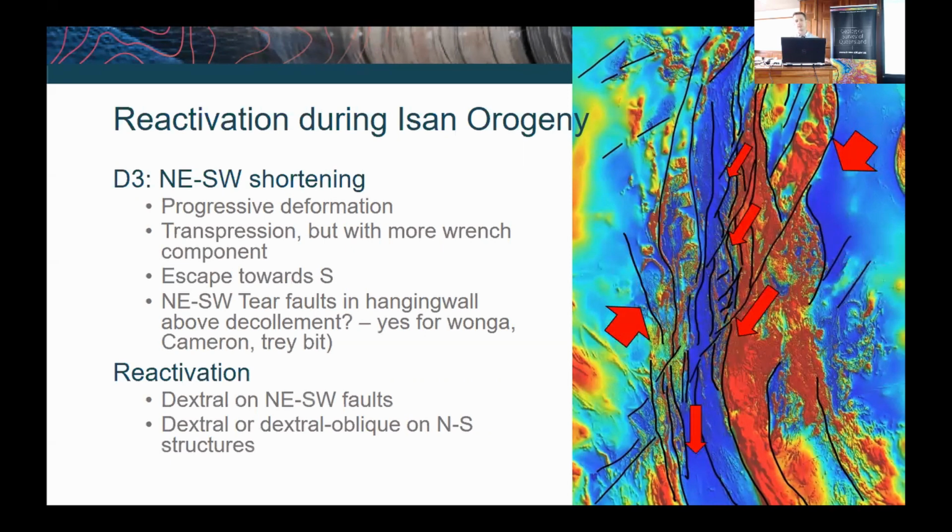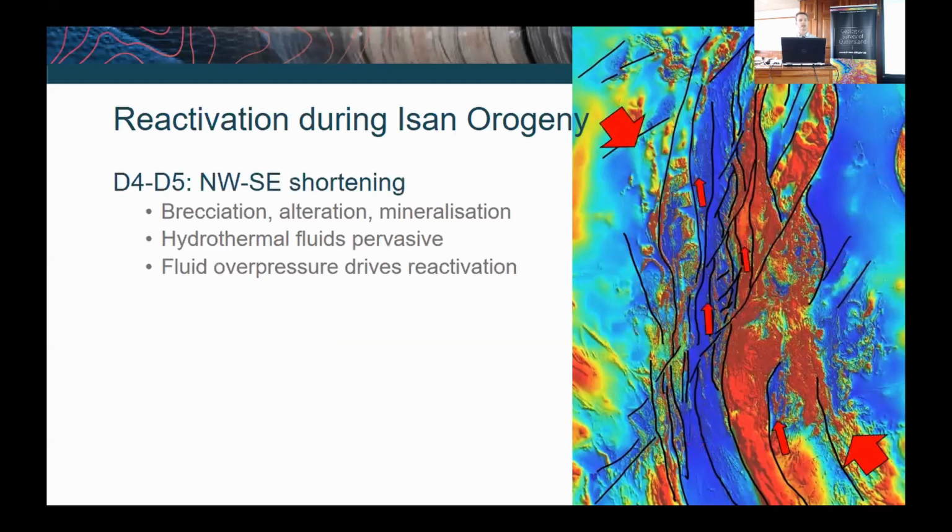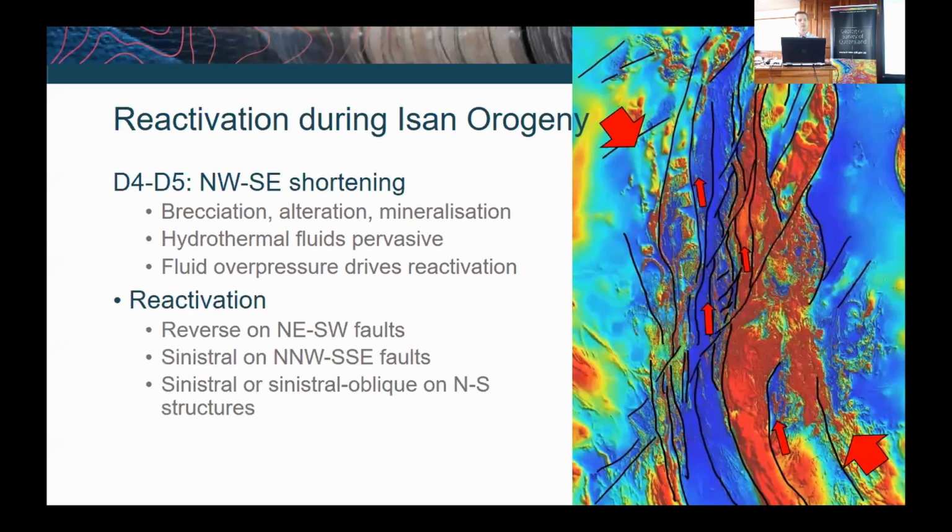So there we go. These northeast southwests become dextral, and we might get north-south faults. We've got dextral oblique on those. So we're really seeing this history of these faults getting activated and reactivated again and again. The latest Isan we see in the eastern fold belt is northwest to southeast, and this is associated with that brittle ductile transition, lots of brecciation, mineralization, lots of fluids around, so we've got a lot of fluid overpressure here, and I think that's one of the things that drives some of these later reactivations as well.